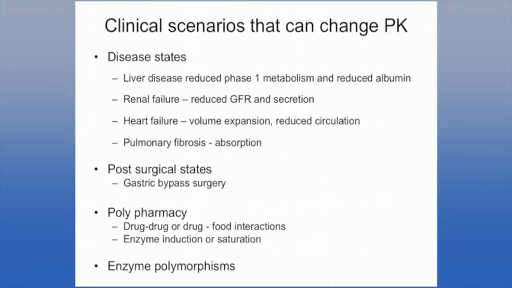Patients with pulmonary fibrosis, particularly those patients who have difficulty breathing, they may have an asthmatic component to their pulmonary disease, and we deliver drugs via inhalation, nebulizers, inhalers, etc. Then in patients with pulmonary fibrosis, that absorption of the drug from the site of delivery can be reduced. So that's just a very brief list. You can imagine there's a whole plethora of different disease states that can have a potential impact on pharmacokinetic profile.